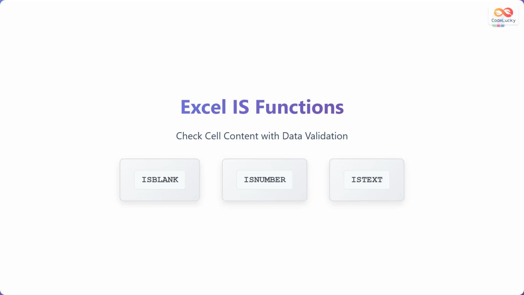In this video, you'll learn about Excel's IS functions. We'll explore how to use these functions to check cell content. IS functions are useful for data validation. The functions we're going to cover are ISBLANK, ISNUMBER, and ISTEXT.